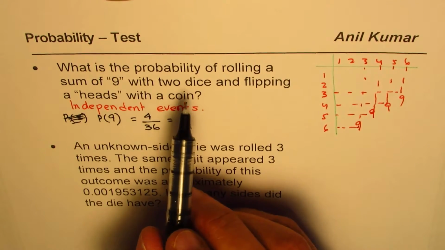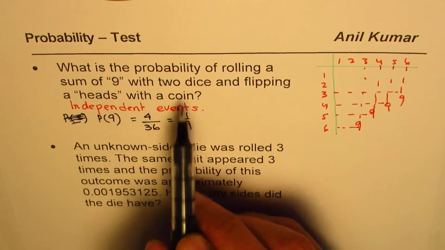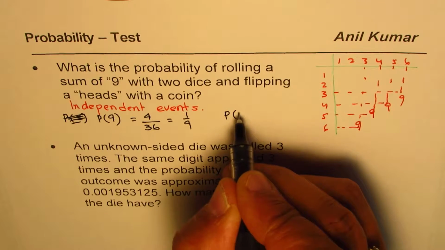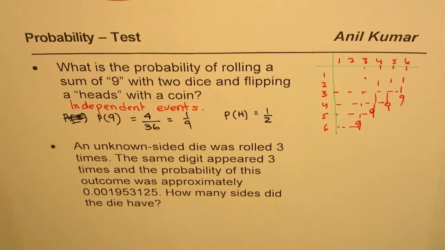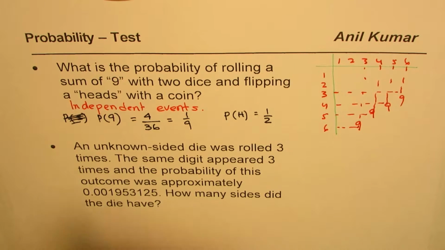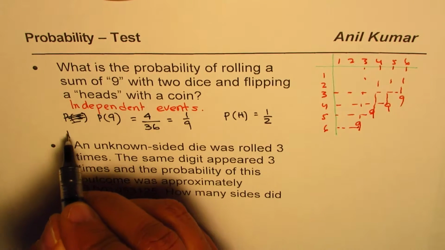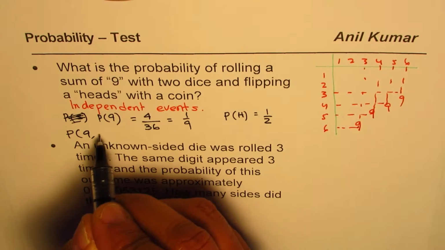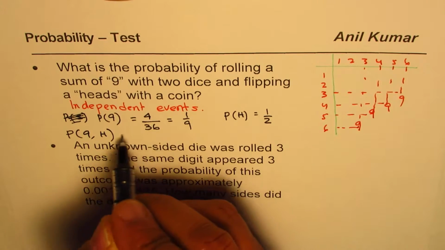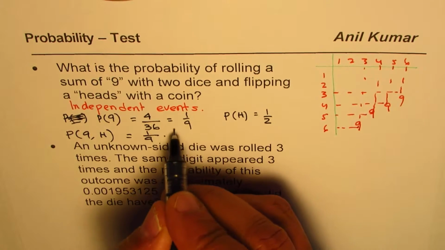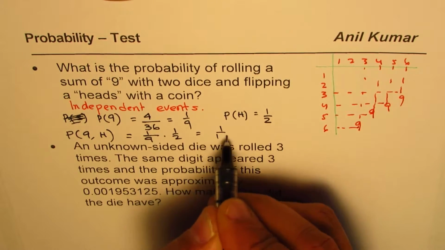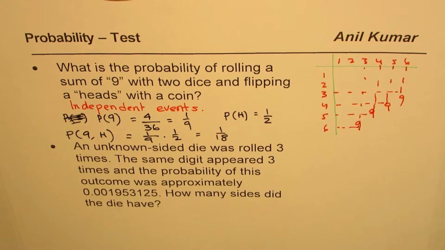The second one is, what is the probability of getting heads with a coin, right? So probability of getting heads is half, 50%, so 1 over 2. These are the two probabilities. Now the question is, when both events are done together, what is the probability of getting a 9 and a head? You have to multiply them, applying the rules of counting, correct? So we get 1 over 18 as the solution.